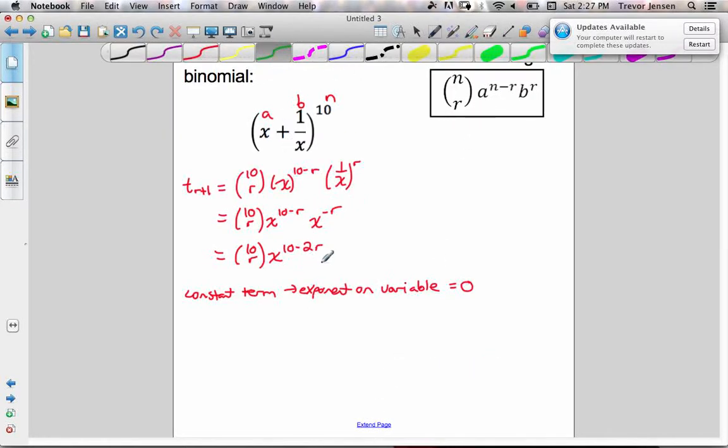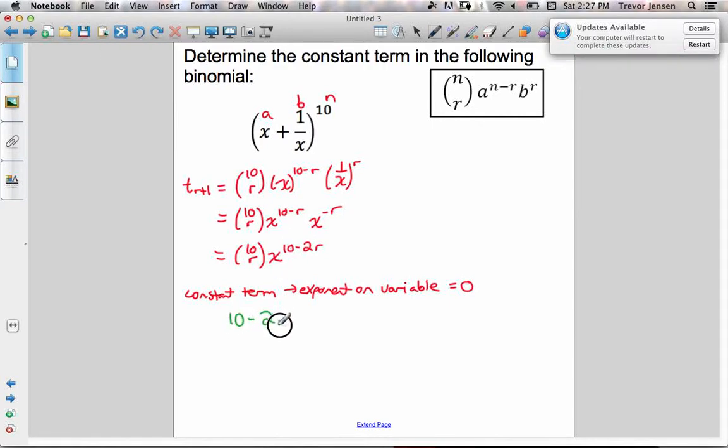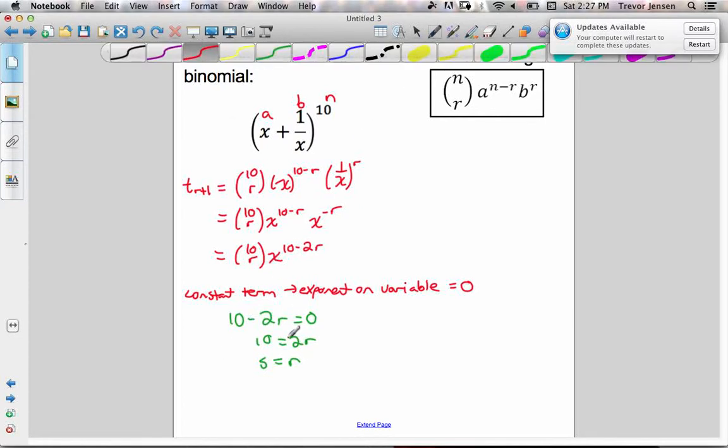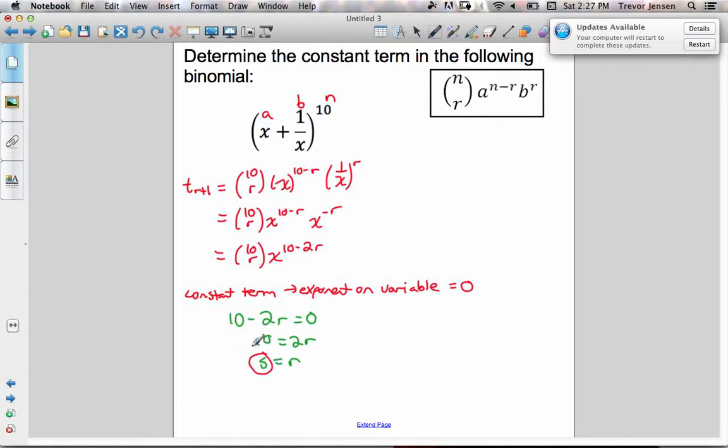So what value could I plug in for r to make 10 minus 2r equal 0? Solve that. 10 equals 2r. That would mean 5 equals r. So if r was 5, the exponent on the x would be 0, which would eliminate the x, which would mean we have a constant term. So all I have to do now is take this value for r and plug it in to my general term that I've now figured out.